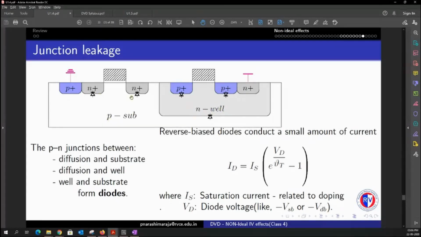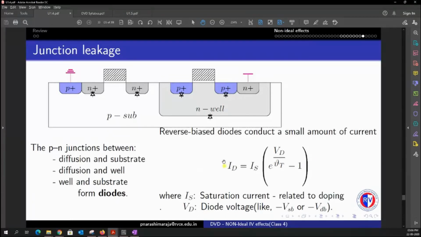So you have almost too many parasitic diodes throughout the entire structure, and all of these structures work in reverse bias conditions, due to which there will obviously be current flow through them. We call that the junction leakage current, which is current that doesn't serve any purpose; it just goes to waste.